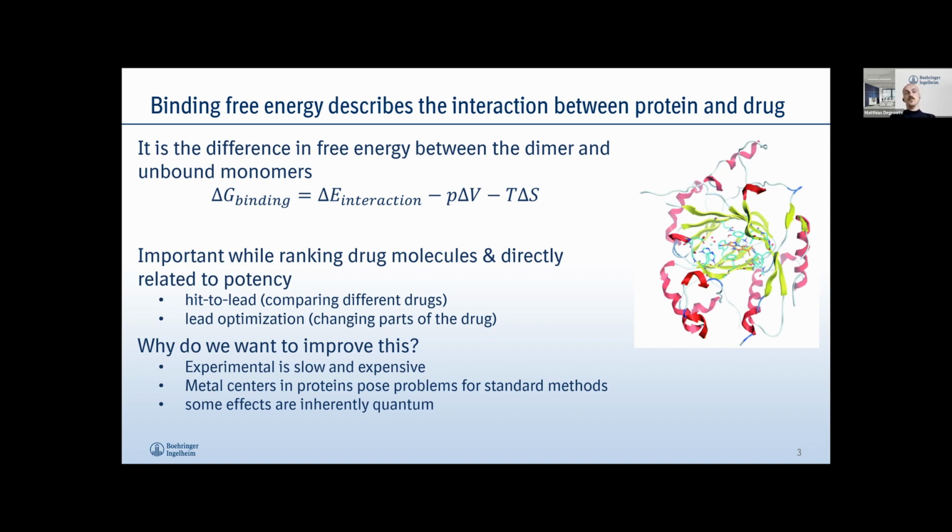And we want to improve this, so we can currently get measurements from the lab. So we can send this molecule off to the lab, they synthesize it, they do measurements in a calorimeter, and they tell us what the binding free energy is, but that takes a lot of time and costs a lot of money as well. And there are also more technical reasons, and that is that some of these proteins have metal centers in them, and they are really hard to treat with classical computation, and that's why we want to look at quantum computing here.